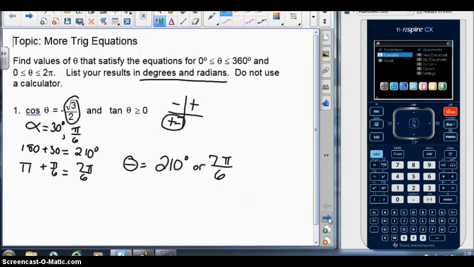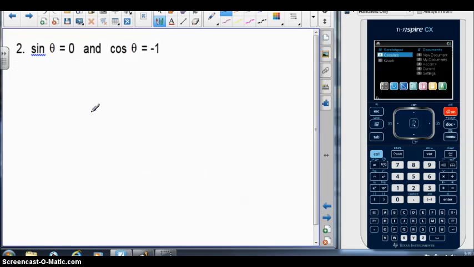Okay, let's try another one. Sine of theta equals 0 and cosine of theta equals -1. For sine to equal 0, that's got to happen at the quadrantal angles, where our y value is 0, and that happens here and here. Then cosine theta has to be -1, so our x value has to be -1. So we're right here. That's the only place that's going to happen.